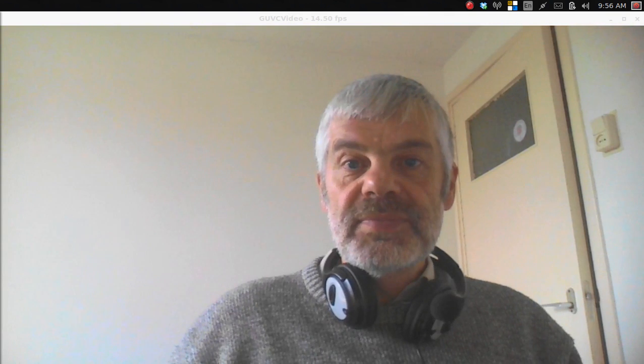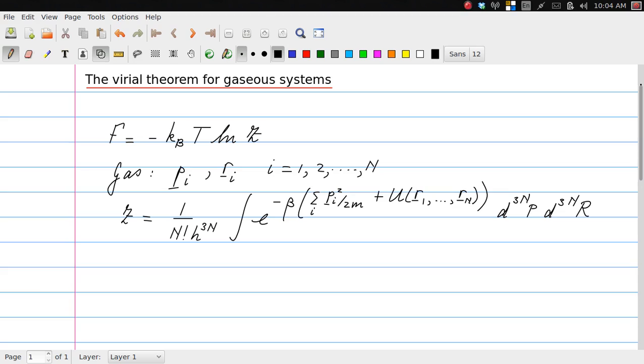So if the particles in a gas do not interact, we have the ideal gas law, and we will get deviations from the gas law as soon as we switch on the interactions between the particles. And we will derive a formula which tells you how the pressure exactly will deviate. And the resulting equation, the virial theorem, is very important in doing numerical simulations of statistical mechanical systems.